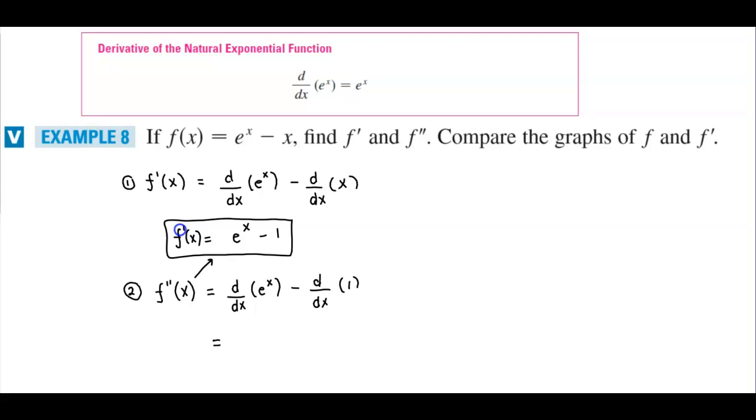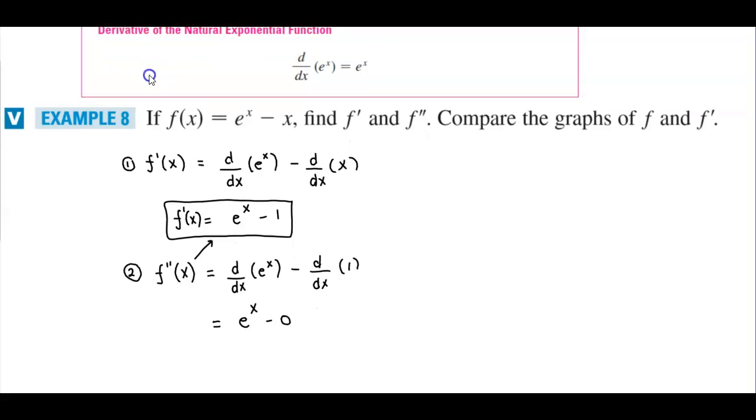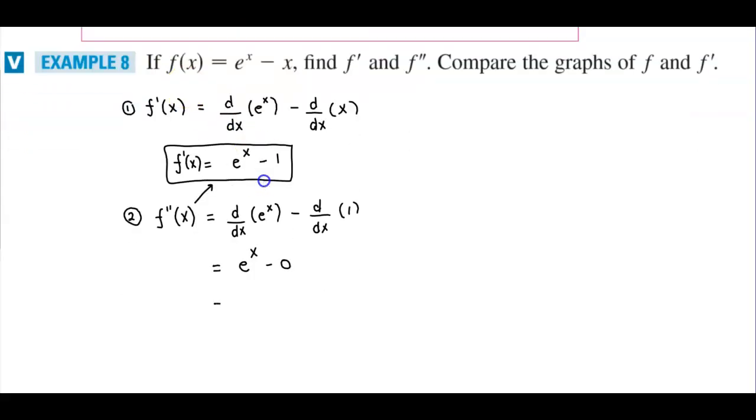So what do we know? We know that the derivative with respect to x of e to the x is going to give us e to the x. And we know that the derivative of a constant is going to give us 0. So this becomes minus 0, which therefore tells us that the second derivative is equal to e to the x.